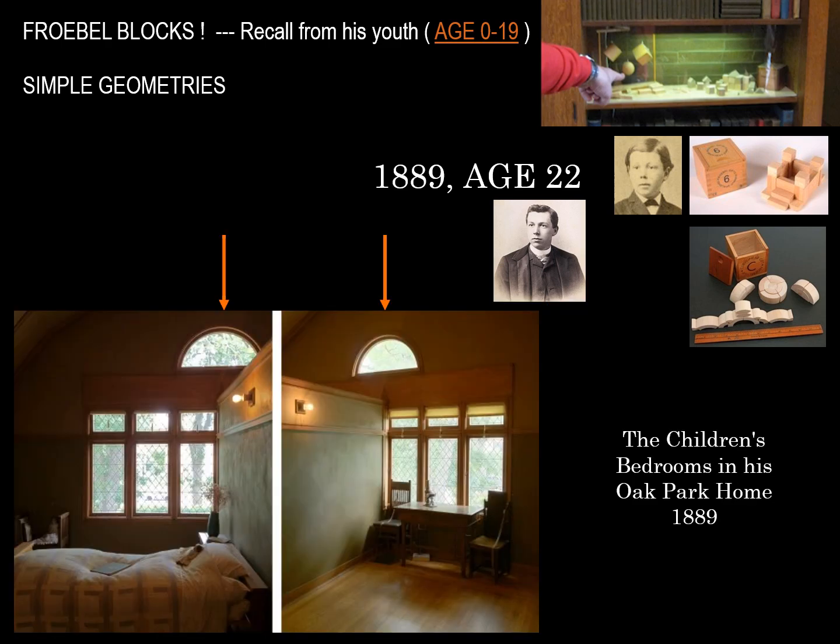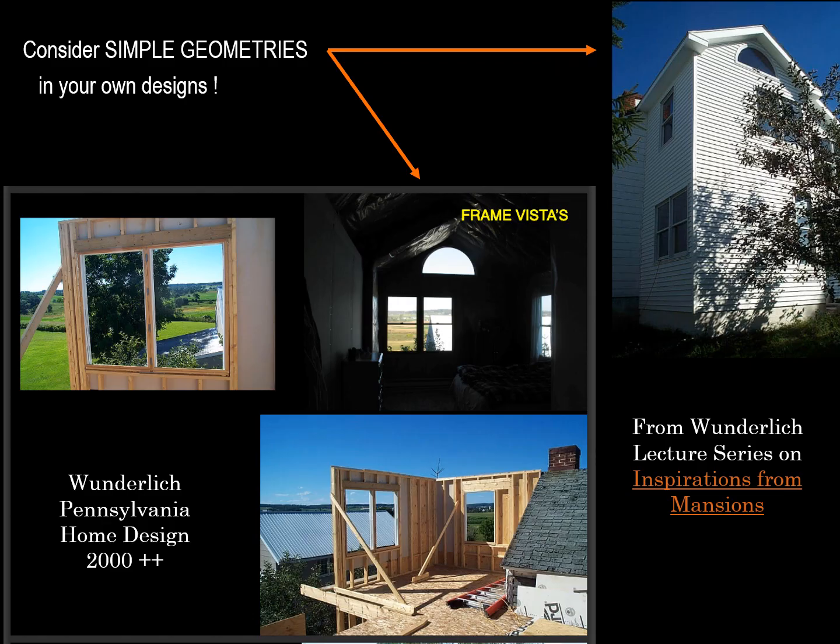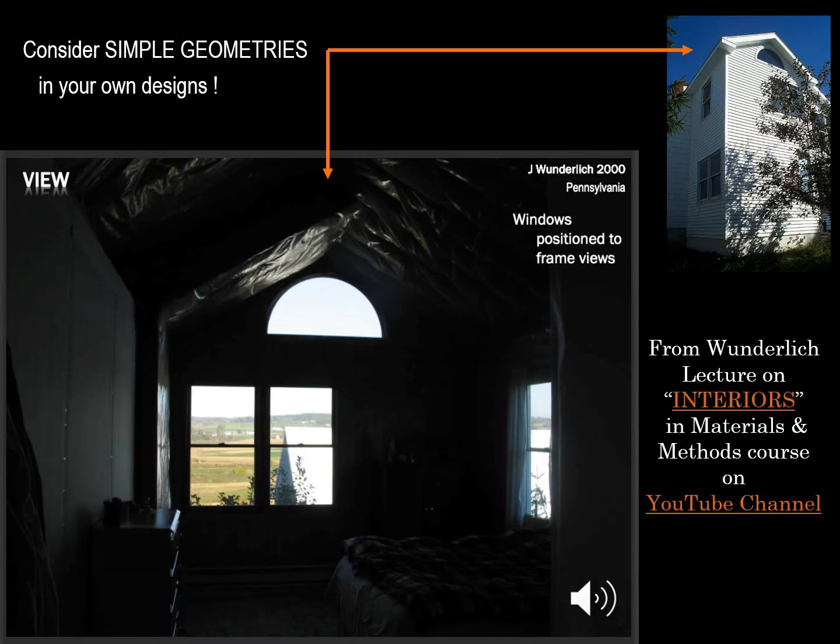Now let's take a look at some more geometric elements, details in Frank Lloyd Wright's houses. These are eyebrow windows in the bedrooms of the children in his home and studio in Oak Park. Now maybe consider it for your own design. So this is something I did in my Pennsylvania residence. You can see the eyebrow window. Here's a more close-up view from the interior, one of the bedrooms.